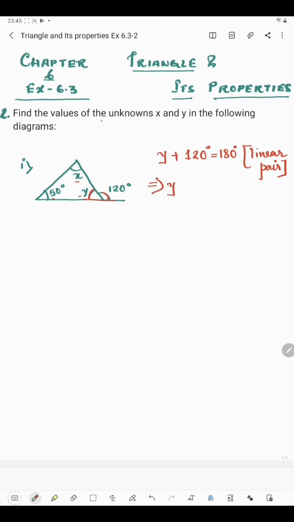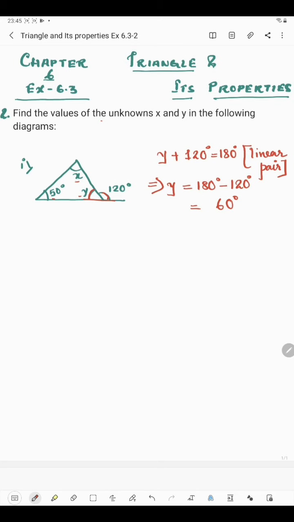So the value of y will be 180 degree, and 120 degree will be transposed to the right hand side. So 120 degree will be subtracted from 180 degree. So 0 minus 0 is 0, 8 minus 2 is 6. So it's 60 degree. Now we have got the value of y.